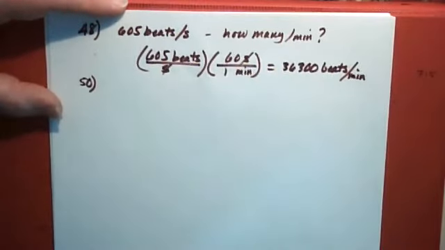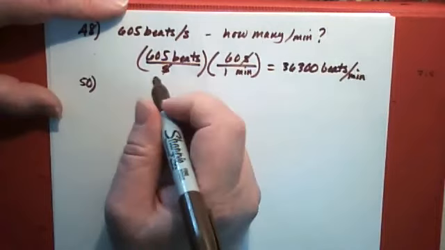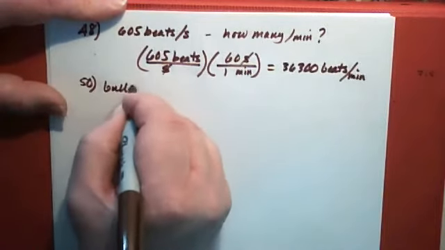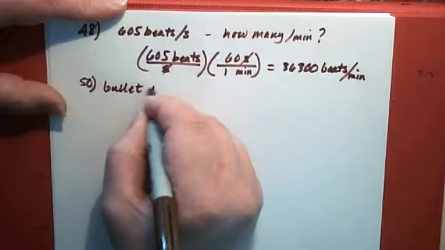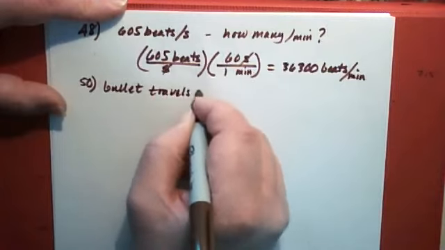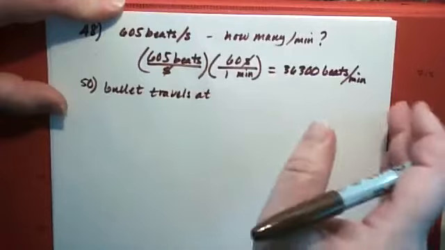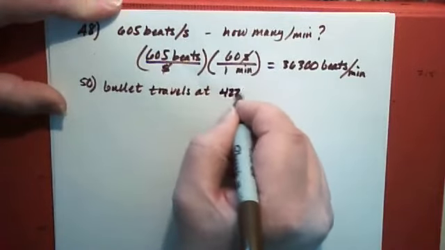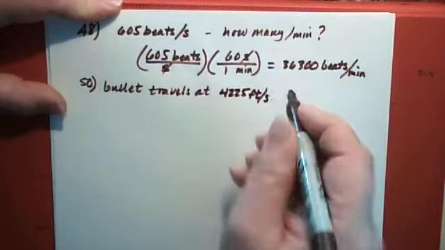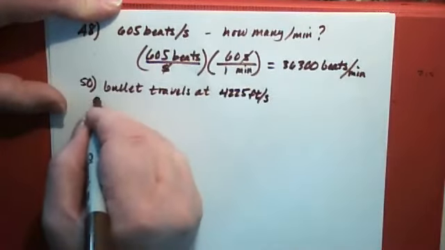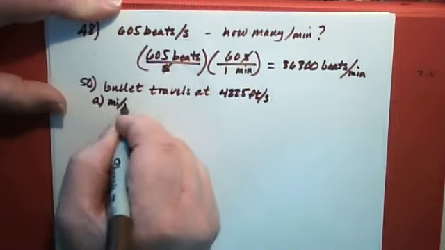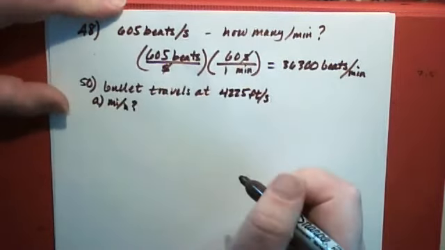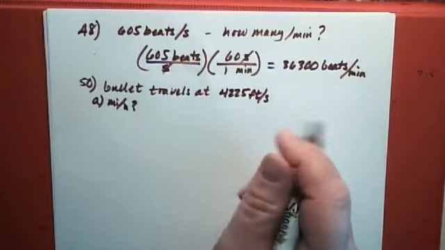Number 50 is about the speed of a bullet. The bullet supposedly travels at 4,225 feet per second. And what would that be in miles per hour? Well, once again, feet per second was much beloved by engineers until recently. So that's probably going to be on here, feet per second, and there's miles per hour.